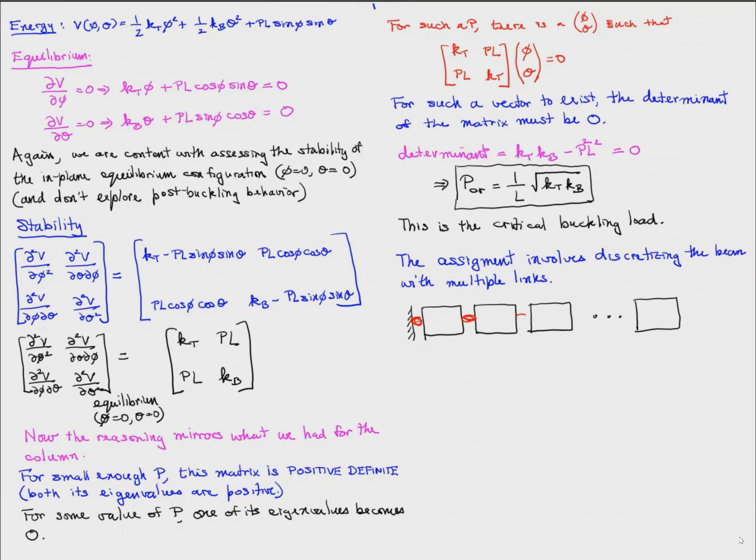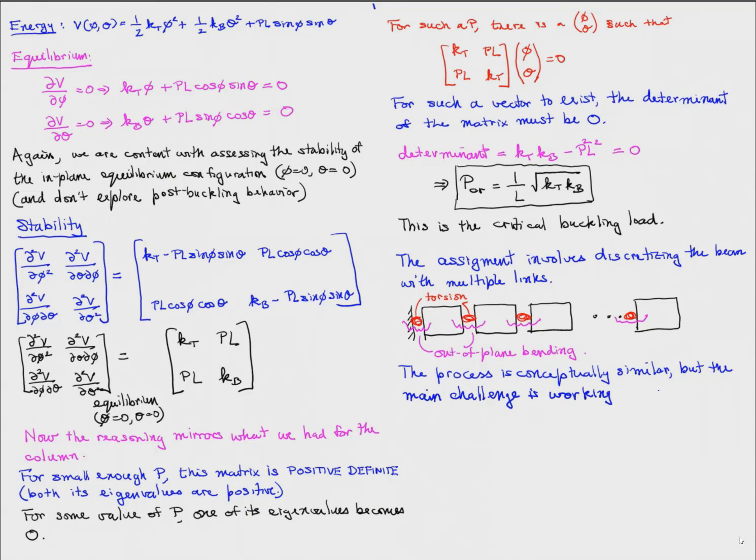Now, the actual assignment involves using a model that has multiple links connected by torsion and out-of-plane bending springs. So the process is very similar. Of course, if there are n links, then the model has not 2, but 2 times n degrees of freedom. And so the process of working out the kinematics so that you can determine the height of the load to calculate the energy is more challenging. But other than that, conceptually, that is very similar to this and the column.